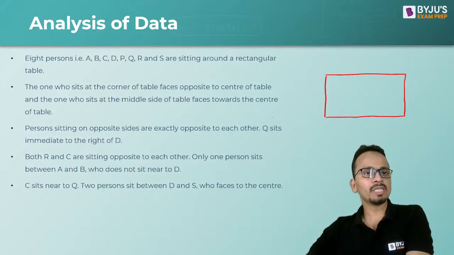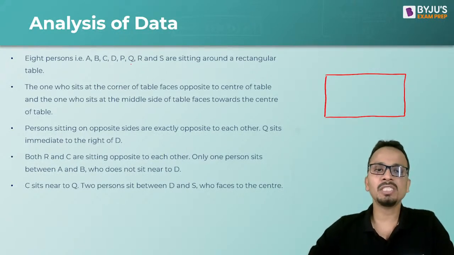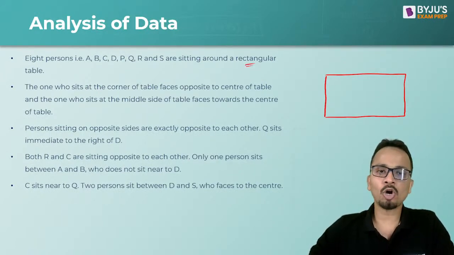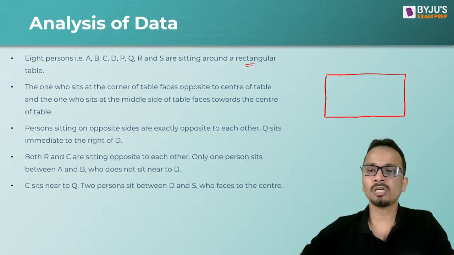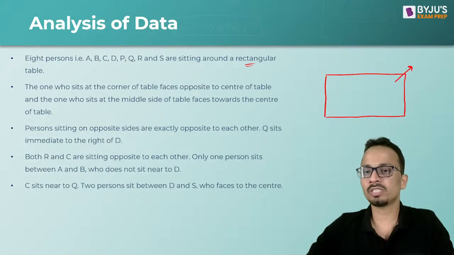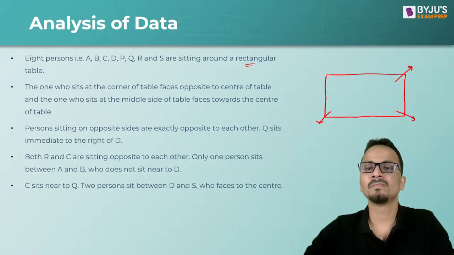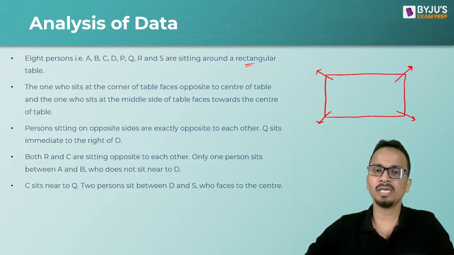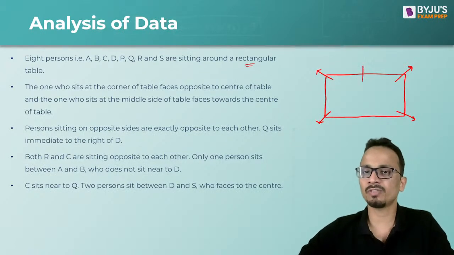Okay, so I'm starting with this now. 8 persons A, B, C, D, P, Q, R, S are sitting around a rectangular table. So it's a rectangular table that is given. The one who sits at the corner of the table faces opposite to the center. So those sitting at the corners face opposite to the center, and the ones who are sitting at the middle of the side are facing towards the center of the table. So something like this.